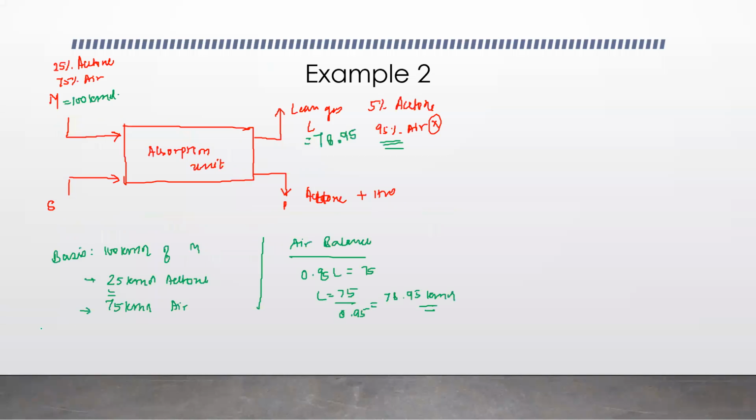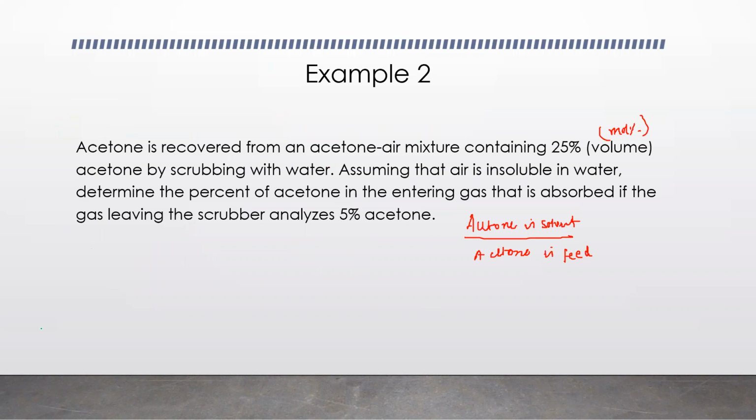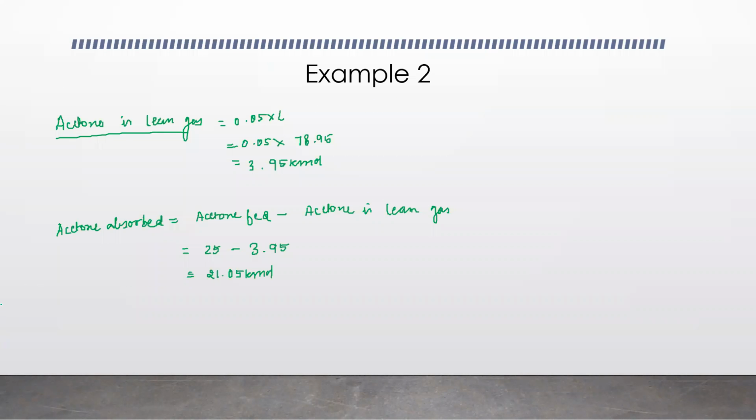Now we have to calculate the acetone in solvent upon acetone in feed. Whatever is the acetone absorbed is equal to acetone in solvent. And acetone in feed, we just saw, was 25 kilomole. So percentage acetone absorbed is equal to 21.05 upon 25 into 100, which is 84.2%. That is the acetone that has been absorbed.